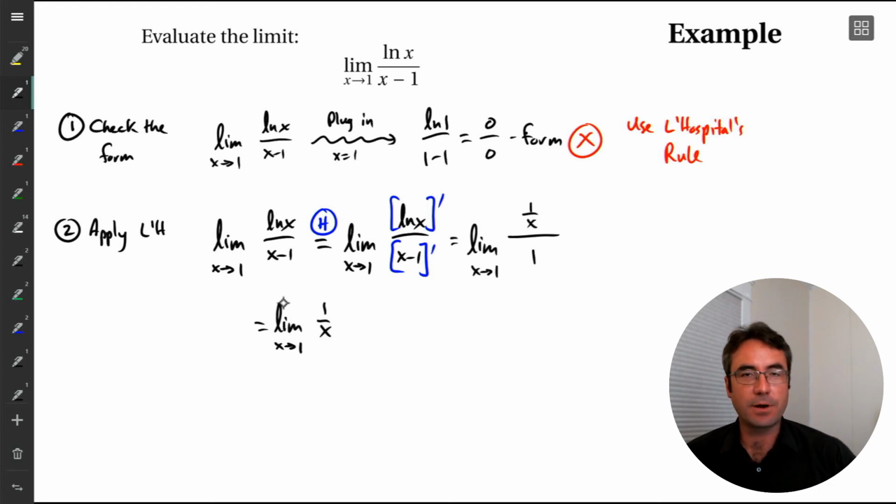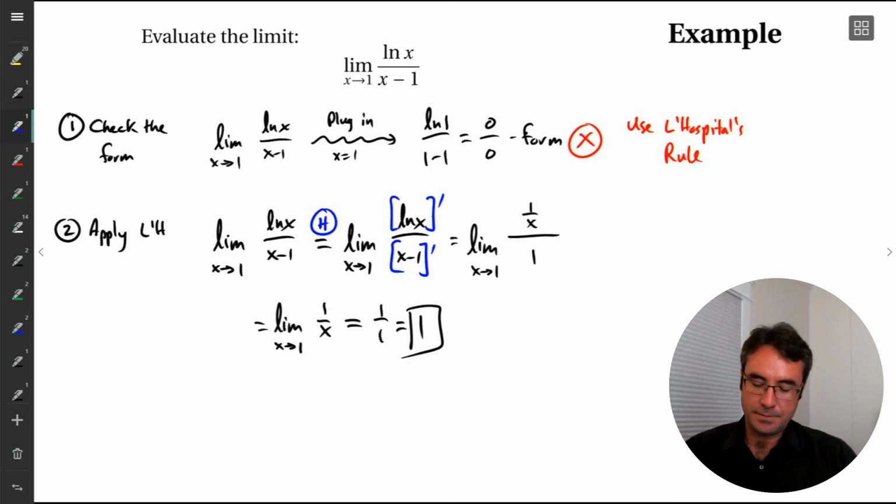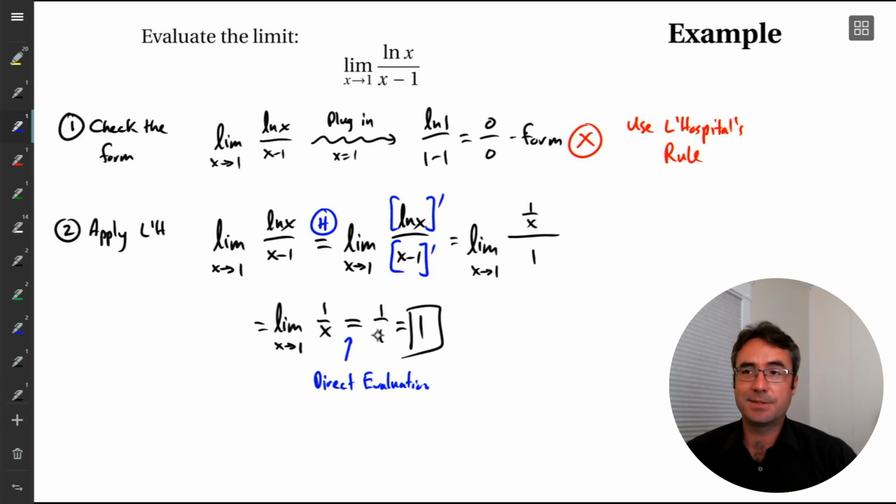If we get a number that makes sense, that's our answer. So plugging in, x is approaching 1. We're going to plug it into this function. We get 1 over 1, which is 1. So there's our answer. We're doing our direct evaluation here, and it works. 1 over x is a rational function, and it works because we get a number that makes sense. So the ends sort of justify the means here.